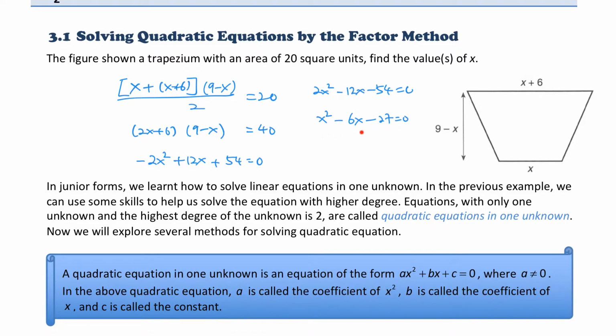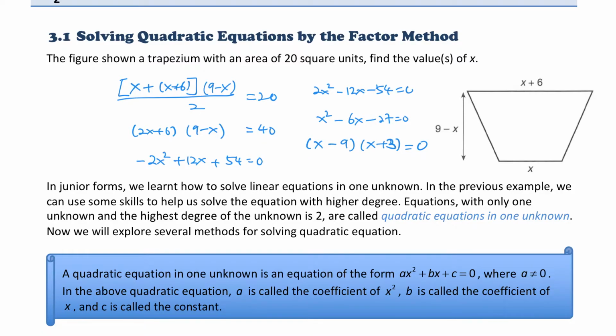Then, how can we solve it? The first method we would like to discuss is called the factor method. By using the factor method, we can do the factorization first. If you remember, we can factorize x squared minus 6x minus 27, which is equal to x minus 9 times x plus 3, is equal to 0. Then, what can we do?